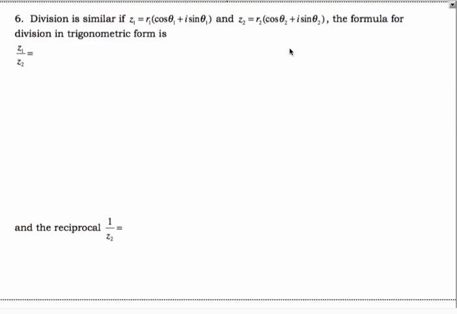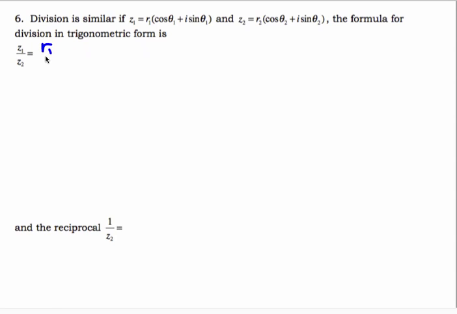Okay, next we're going to divide, and similarly we can come up with a rule if we just divide these two quantities here. So you're going to have R1 divided by R2 times, well, this divided by this.